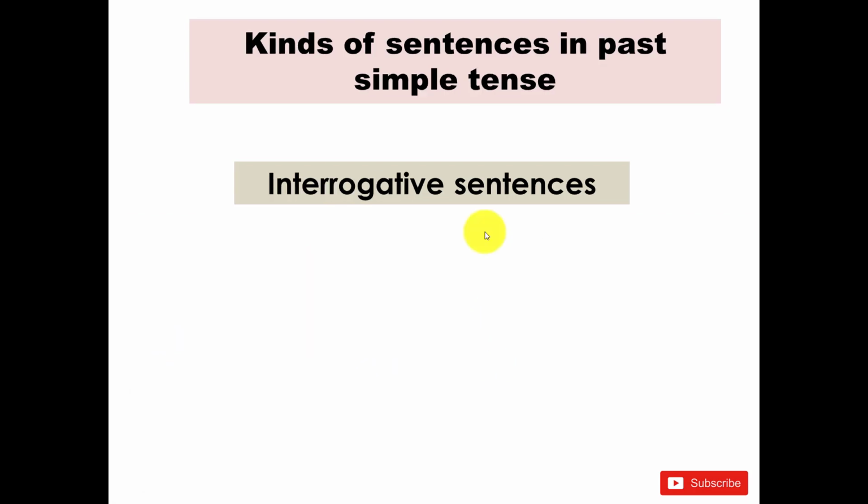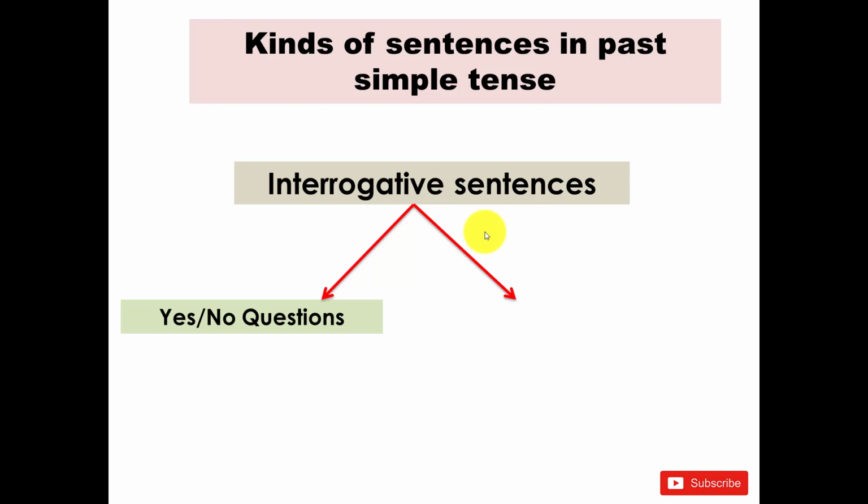Let's move now to talk and explain interrogative sentences. In English, there are two basic types of questions. We have yes or no questions and WH questions, or we can say informative questions. Yes or no questions are also called closed questions because they have only one possible answer, which is yes or no. And informative questions, we also call them WH questions. I will explain them later.